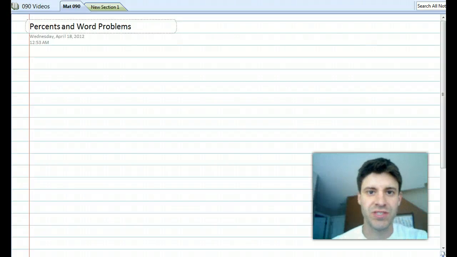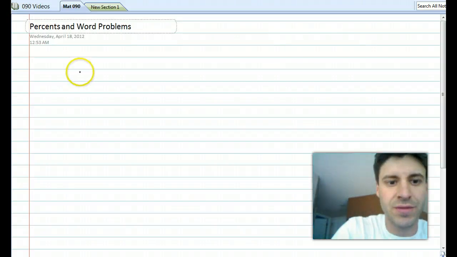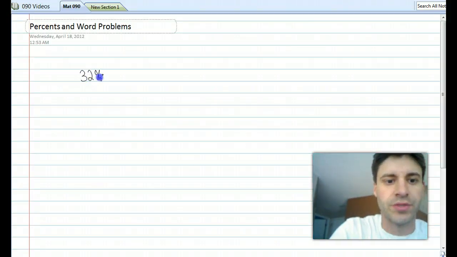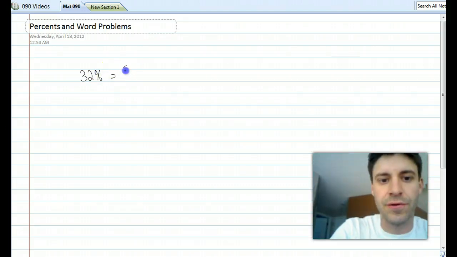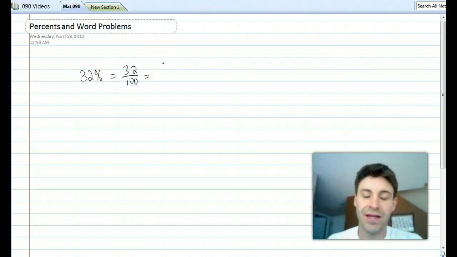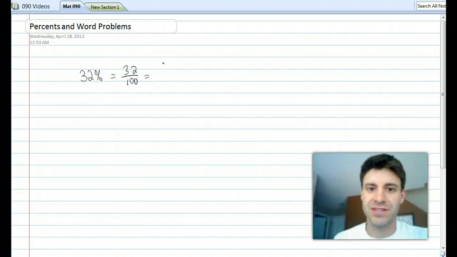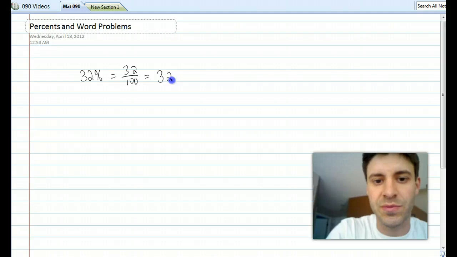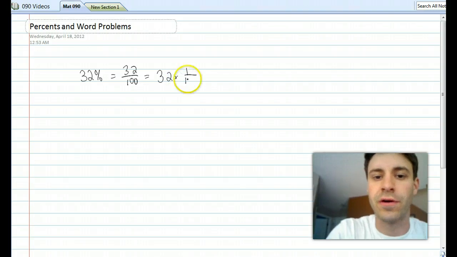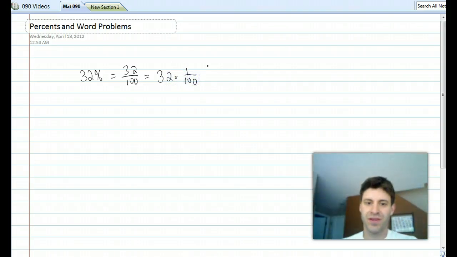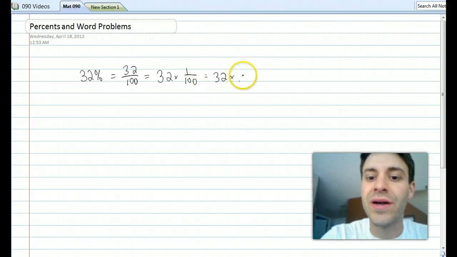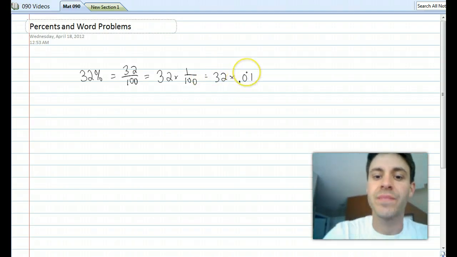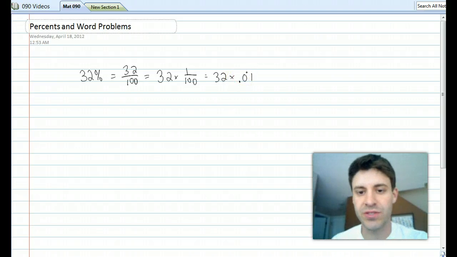Okay, let's take a look at percentages. So let's say you have something like 32%. What that means mathematically is 32 divided by 100. And you know that dividing something by 100 is the same as multiplying something by 1 over 100. 1 over 100, you know, is 0.01. And you know how to multiply 32 times 0.01.